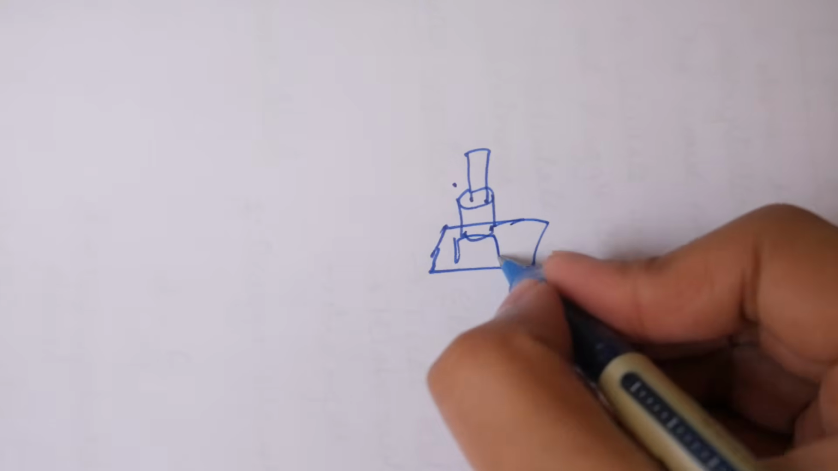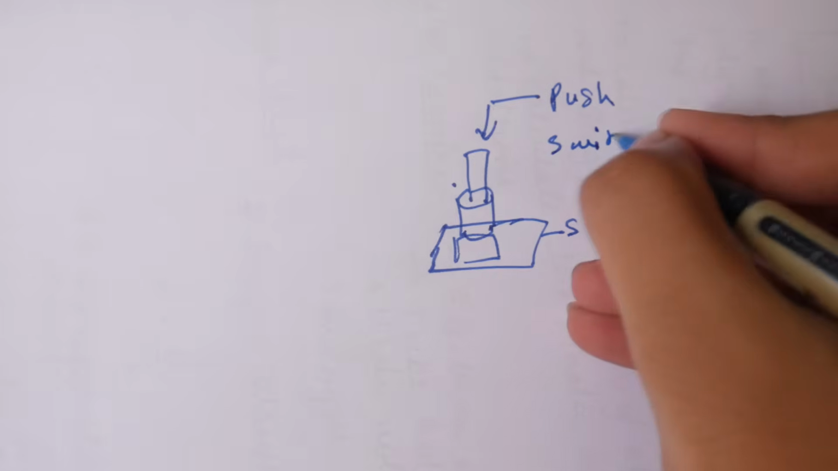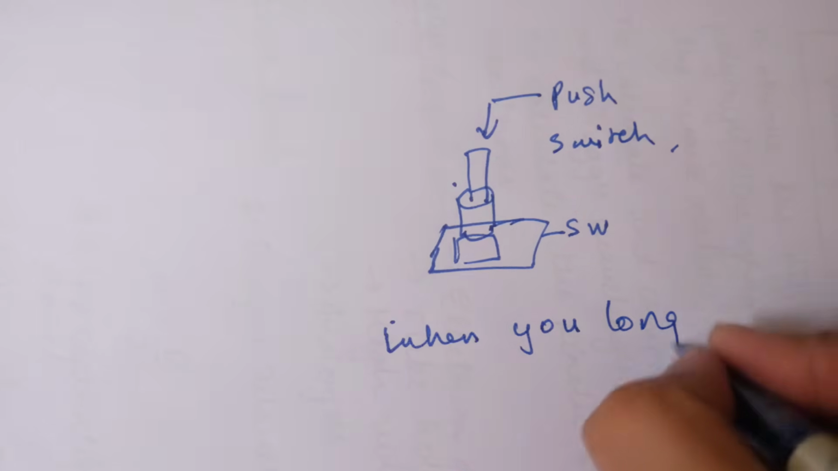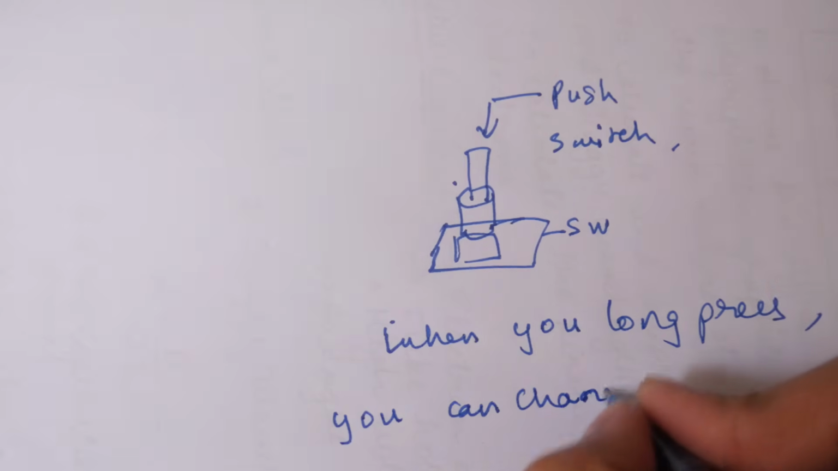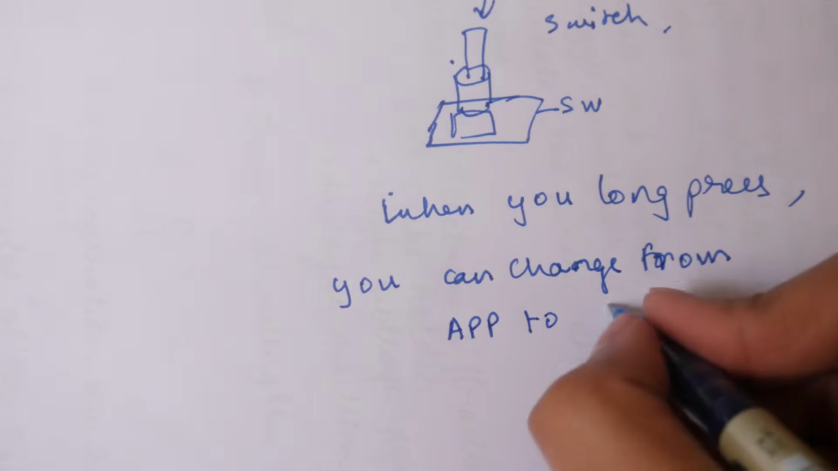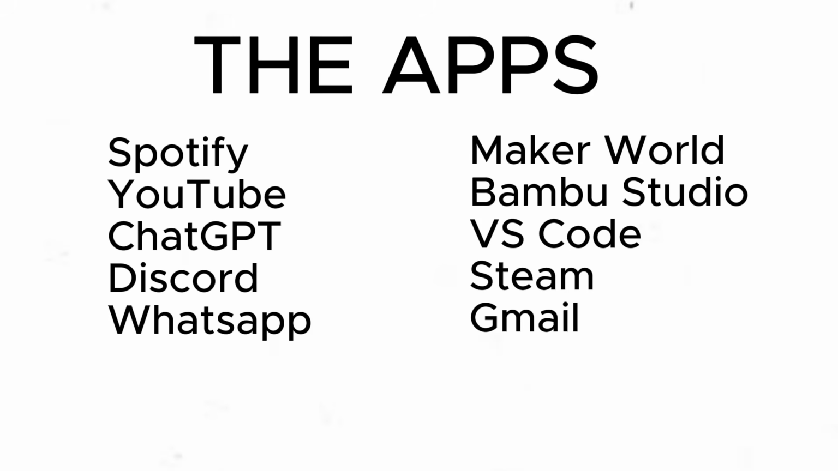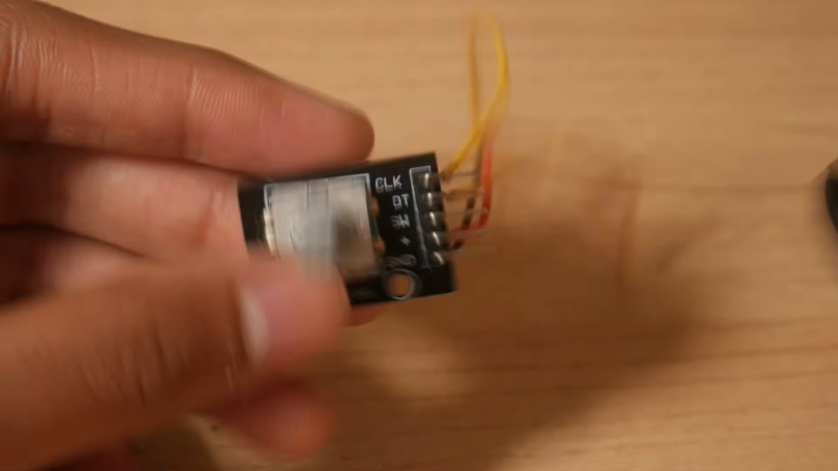The rotary encoder also has a switch. You can use the switch to long press where you want to switch from the app or the site version. Example, I have a Discord app, but I want to switch to the site version, I just long press. So these are the different apps, and now I have my encoder.